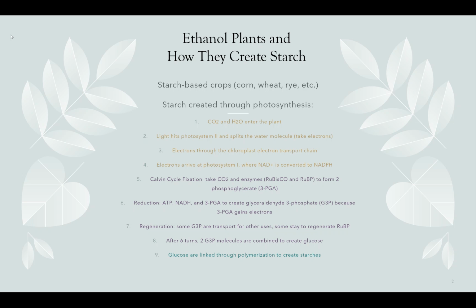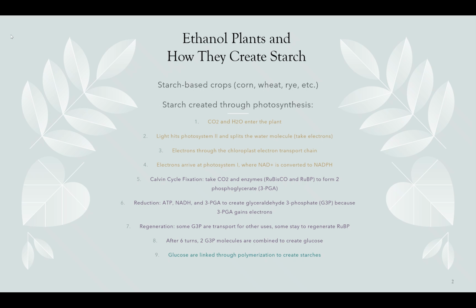It's created through, well, at first the plant has to go through photosynthesis to create starch. So basically it goes through a light cycle, which is in the yellow, and a light-independent cycle, which is in purple. And then the greenish color is something it does outside of all that. So for the light cycle, CO2 and H2O enter the plant. The light hits photosystem 2 and splits the water.